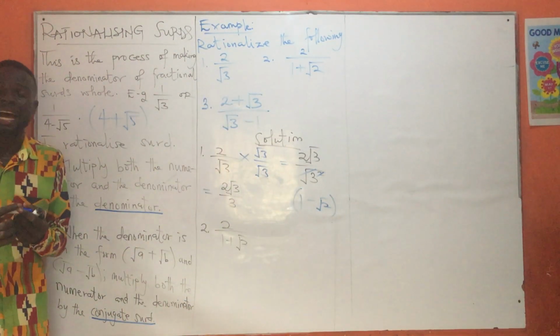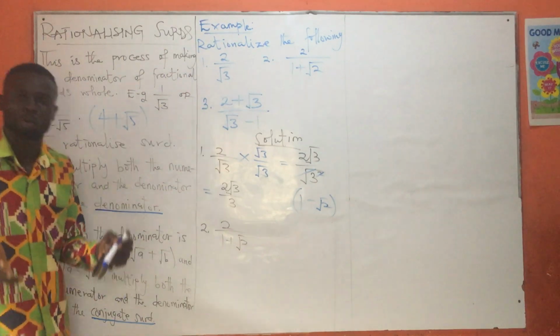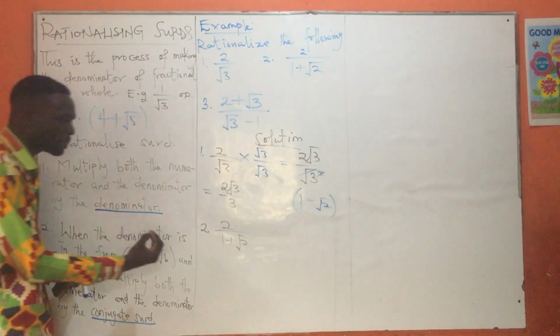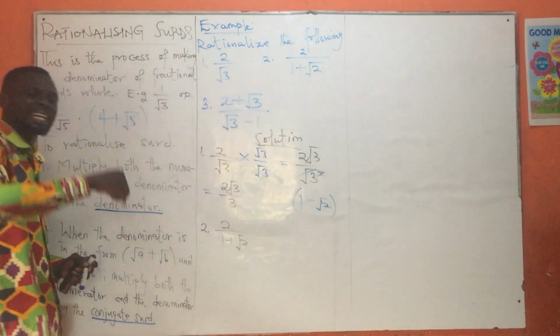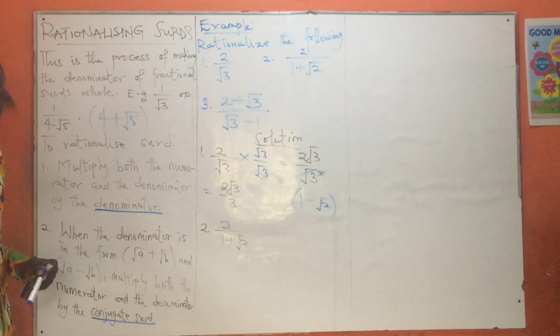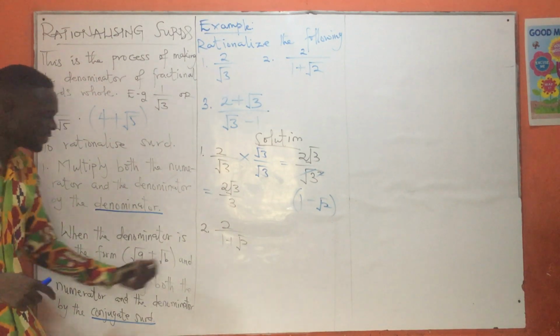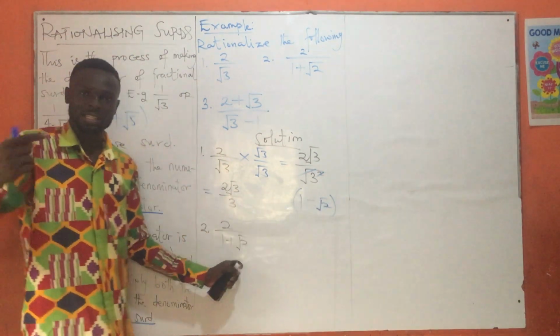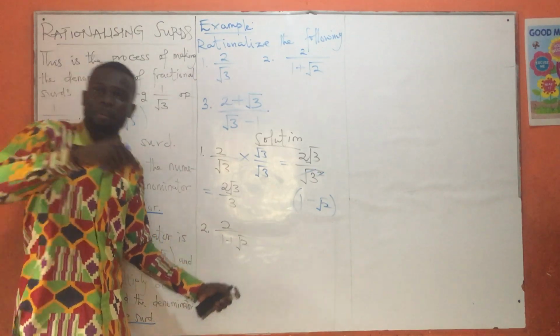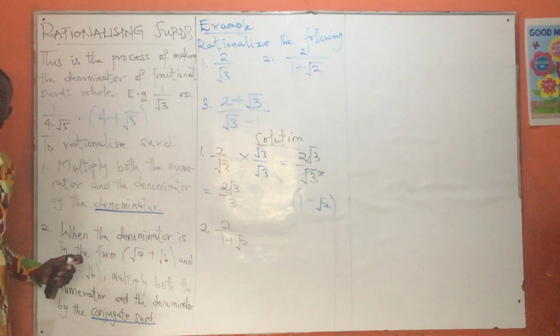So I will say that it is the opposite sign of the denominator. You multiply the numerator and the denominator by the denominator with the opposite sign. So if it is positive, you just change it to negative. If it is negative, you just change it to positive. That is the conjugate surd.